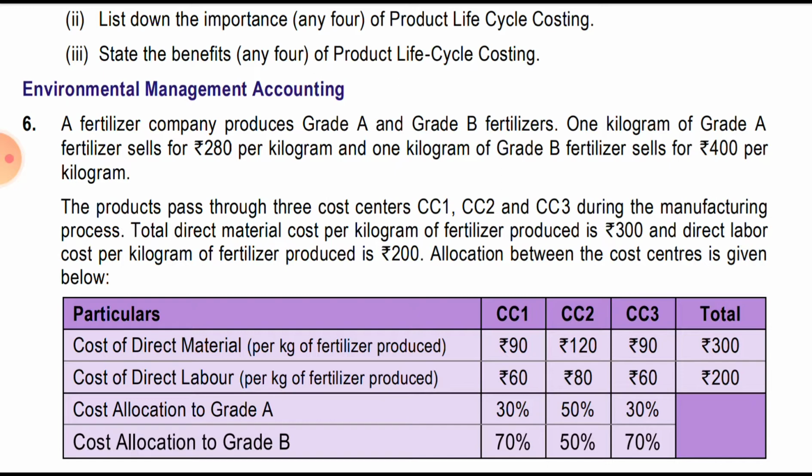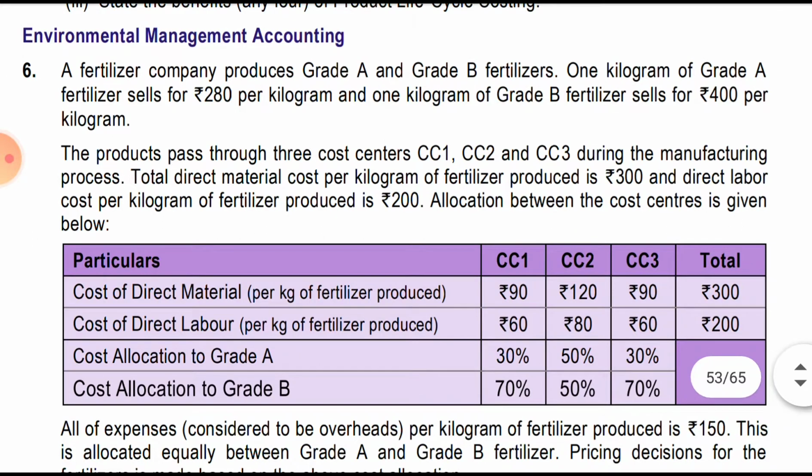The product passes through three cost centers, that is C1, C2, C3, during the manufacturing process. The direct material cost per kilogram of the fertilizer is 300, and the direct labor is 200. The allocation between the cost centers is given below. So we can see in this total column 300 and 200 for the direct material and direct labor.